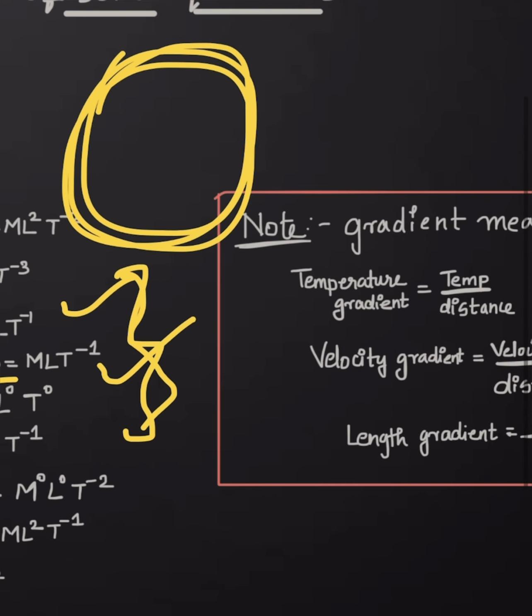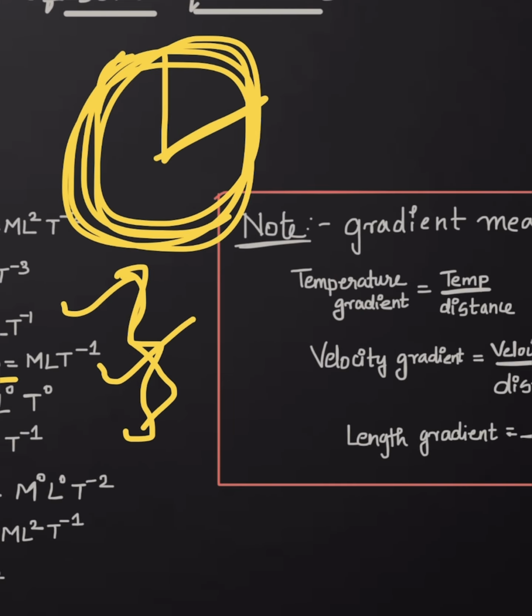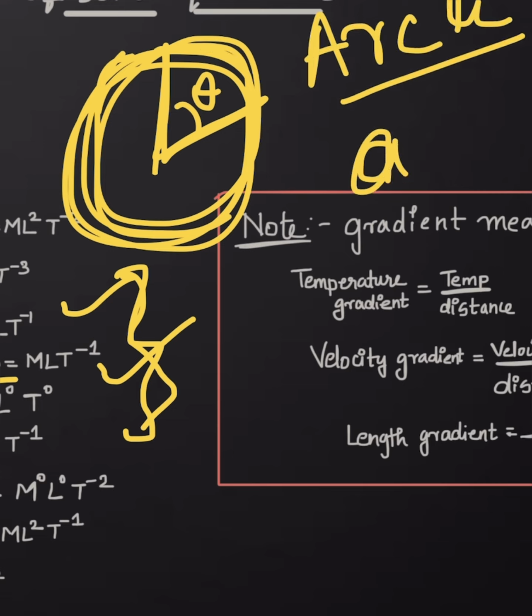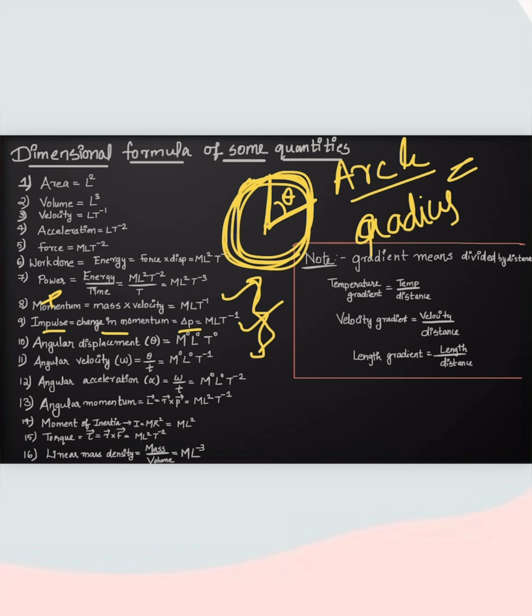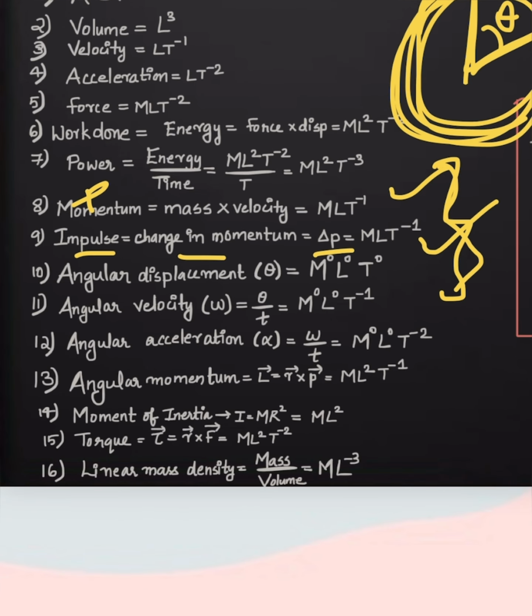Okay, angular displacement theta. If this is a circle, the angular displacement will be like this, theta. Arc length divided by radius. Both of them are length. Length divided by length will be dimensionless, M0 L0 T0. Okay. Angular velocity is equal to omega, theta divided by T. Theta dimensionless divided by T, that is T raised to minus 1. Angular acceleration is omega divided by T, that is angular velocity divided by T, that is T raised to minus 1 divided by T is equal to T raised to minus 2.